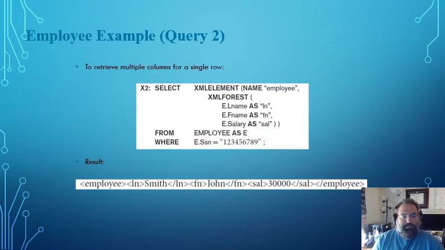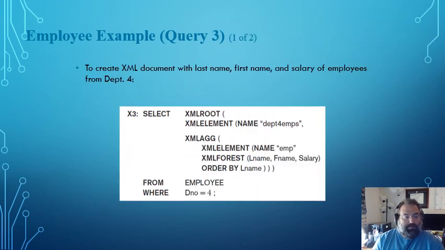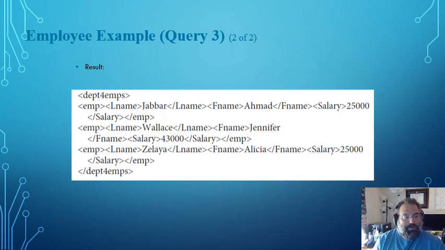To retrieve multiple columns for a single row, select XMLELEMENT, name, employee, XMLFOREST, and so on, and that returns the XML you see at the bottom of the screen. To create an XML document with last name and first name and salary of employees for department 4, this is basically saying select XMLROOT, XMLELEMENT, name, department 4, employees, XMLAGG, and so on. The result of that query would be something like this.